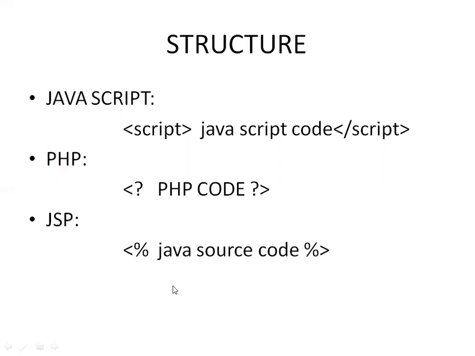Let me see how. While talking about JavaScript, if you want to insert JavaScript code into the HTML page, you have to write the script element. By using the script element, you can write the JavaScript code into the HTML page. So your JavaScript code starts with the script element and ends with the script element. Inside this element, you can write the JavaScript. So this code can be inserted into the HTML page.